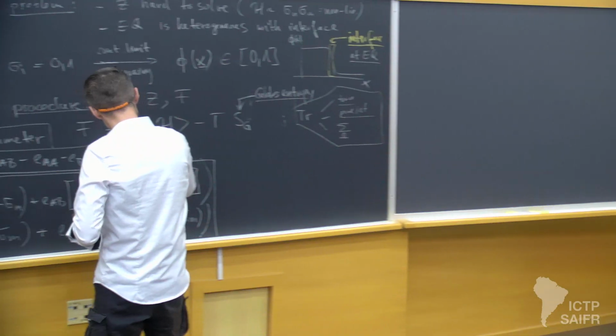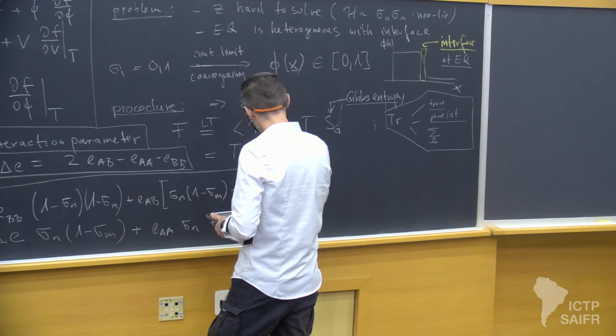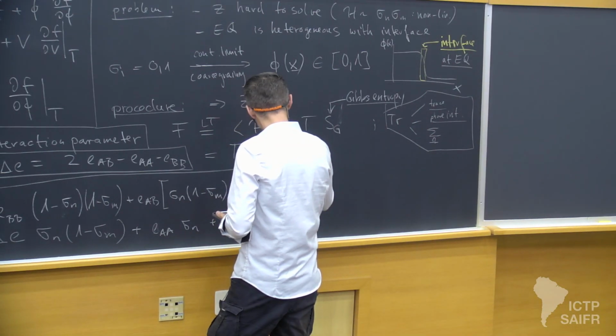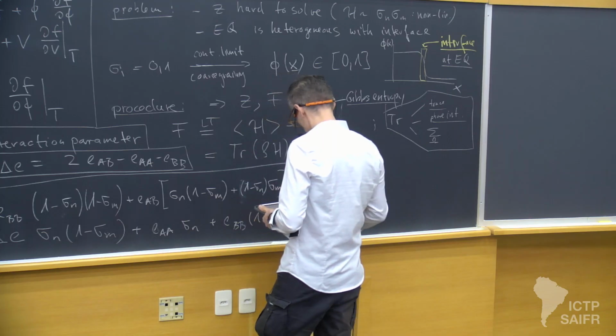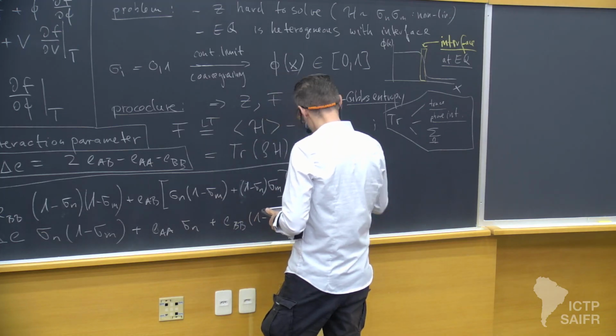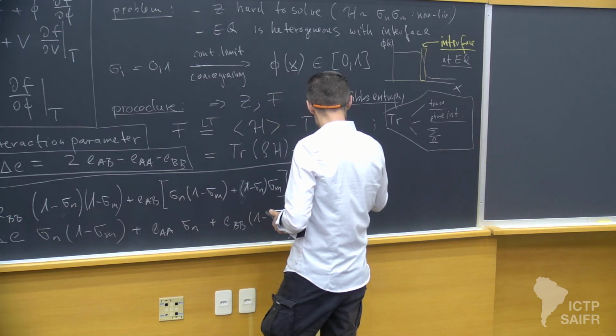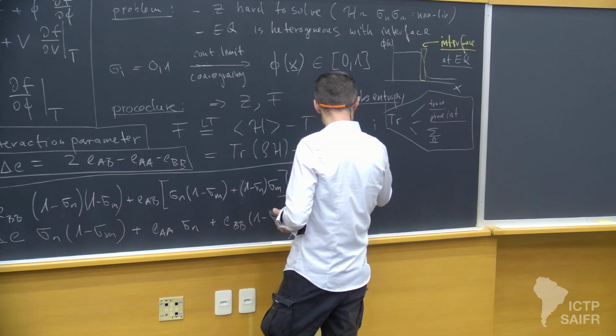Okay, so let us write this here. How is an average defined? We have a density rho, our H, plus we have a sign change when we plug in the entropy, k_B T trace rho ln rho.